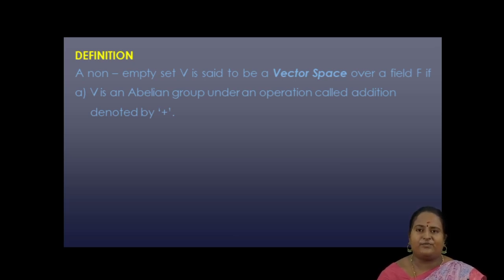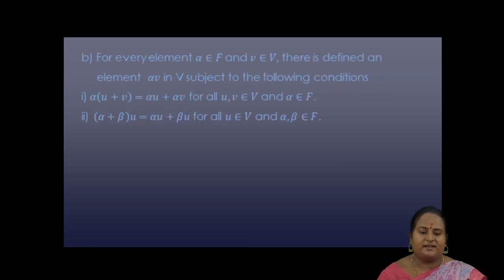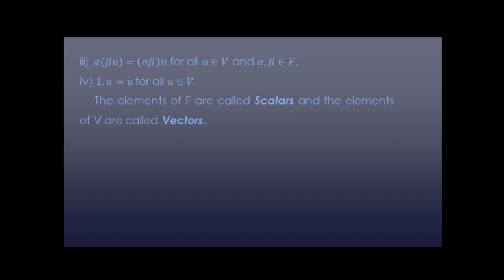Then it has to satisfy 4 axioms to be a vector space. For every element alpha in F and u in V, there is defined an element alpha u in V subject to the following conditions. The first condition is alpha into u plus v equals alpha u plus alpha v. Second, alpha plus beta into u equals alpha u plus beta u. The third one is alpha into beta u equals alpha beta into u. And the last one is 1 into u equals u for all u in V. The elements of F are called scalars and the elements of V are called vectors.